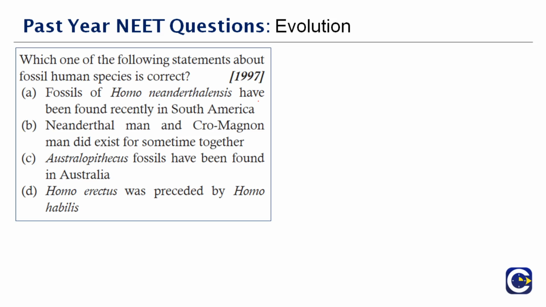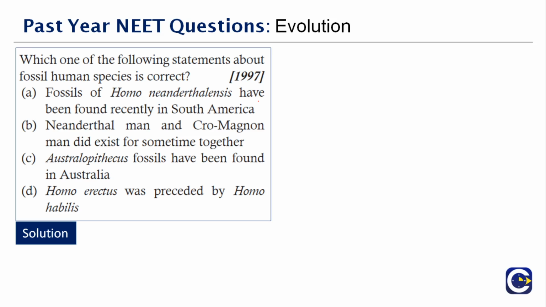Next question here. Which one of the following statements about fossil human species is correct? So this question was asked in the year 1997. So we have to analyze the statements here. Fossils of Homo have been found recently in South America. Then you have Neanderthal man and Cro-Magnon man did exist at the same time together. No, that's wrong.